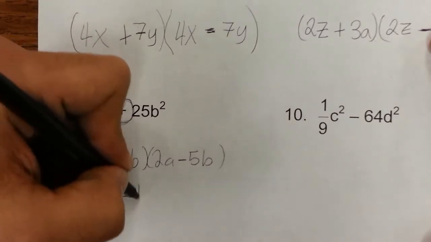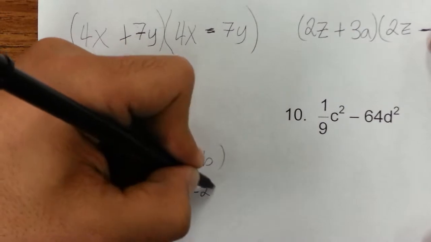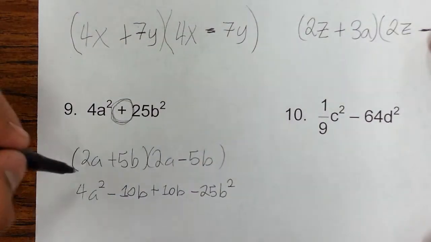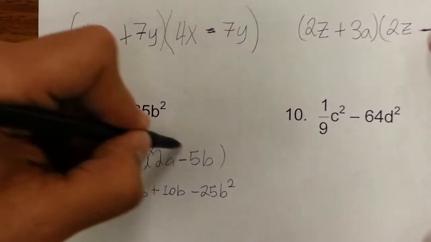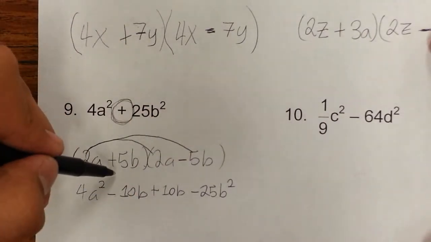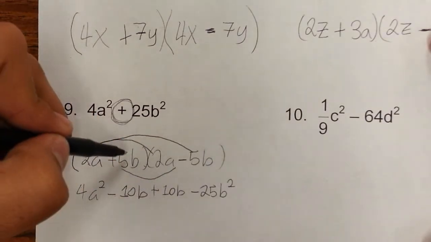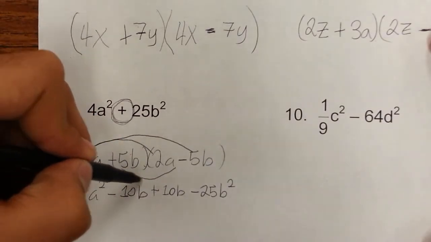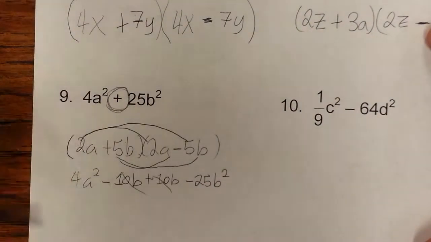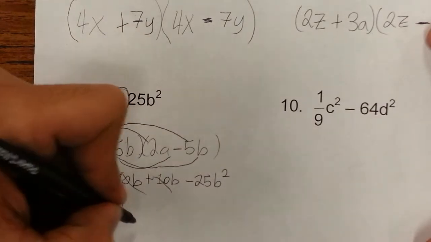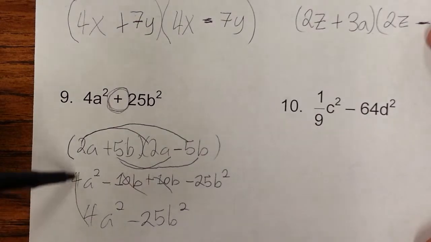minus 10b plus 10b minus 25b squared. So we've got 2a times 2a makes the 4a squared. 2a times negative 5b makes the negative 10b. 5b times 2a makes the positive 10b, and then 5b times negative 5b makes the negative 25b squared. So yes, these form zero pairs, but notice that we ended up with 4a squared minus 25b squared, which is not the same problem we started off with.